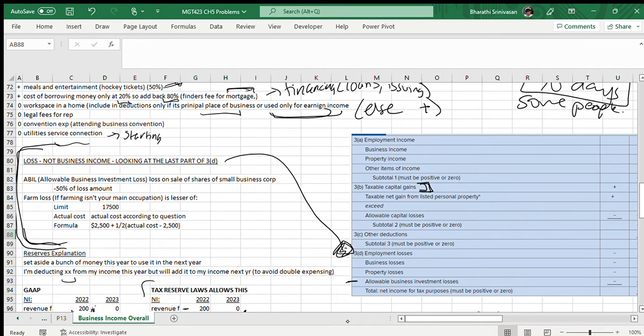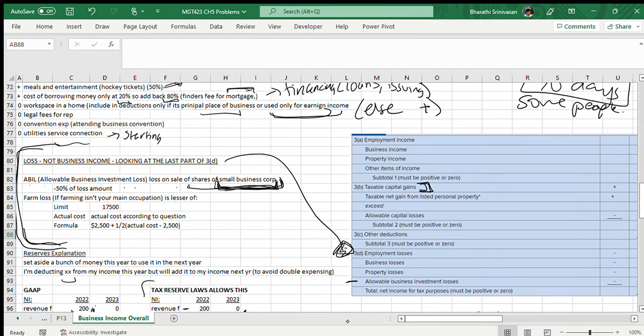This is the loss on the sale of shares of a small business corporation. If they ever say that you held shares of a small business corporation and you sold them at a loss, then that would be an ABIL, allowable business investment loss. The amount that you can deduct is 50% of the loss amount.